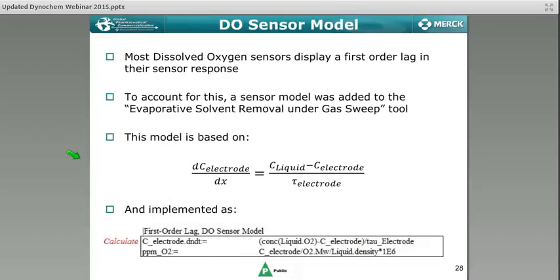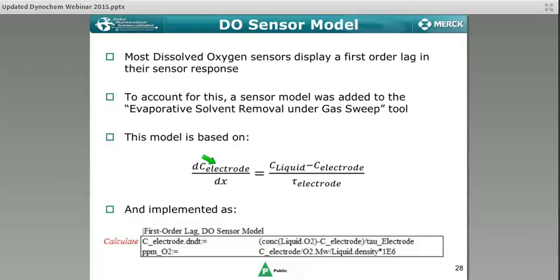One of the challenges with a dissolved oxygen sensor is that most types, whether a Clark type electrode or a photoluminescent type dissolved oxygen sensor, typically display what is considered first order lag in their sensor response. So we took the evaporative solvent removal tool under gas sweep, which is the one I showed for the SO2 system, and we added a sensor model into that. This is essentially the first order lag expression that I was describing.